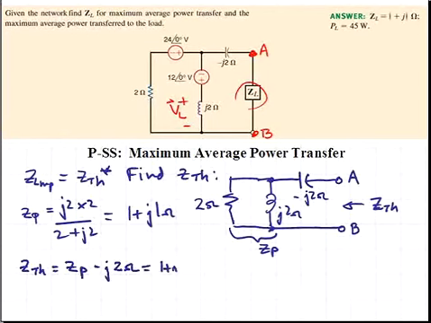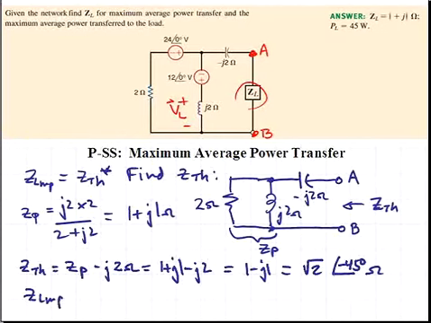which is equal to 1 plus j1 minus j2, and that is equal to 1 minus j1, or square root of 2 at an angle of minus 45 degrees ohms. From this expression, we can say that the Z L for maximum power will be the complex conjugate of Z Thevenin, which is equal to 1 plus j1. And from this we can say that the R L, the real part of that for maximum power transfer, is equal to 1 ohm.